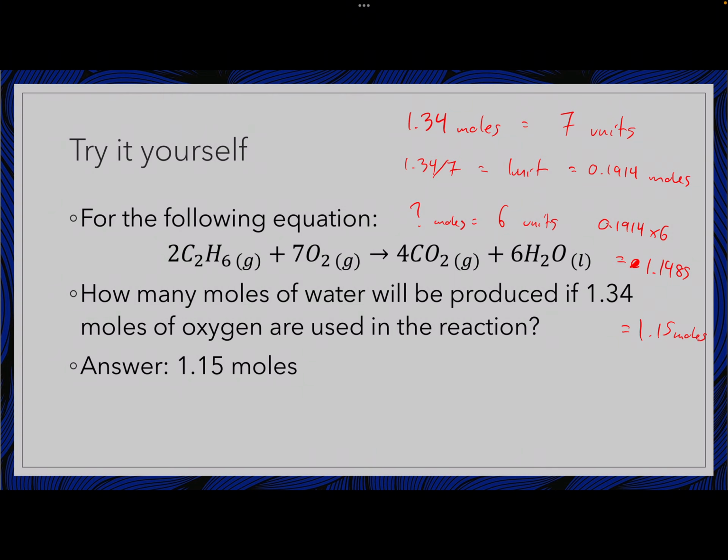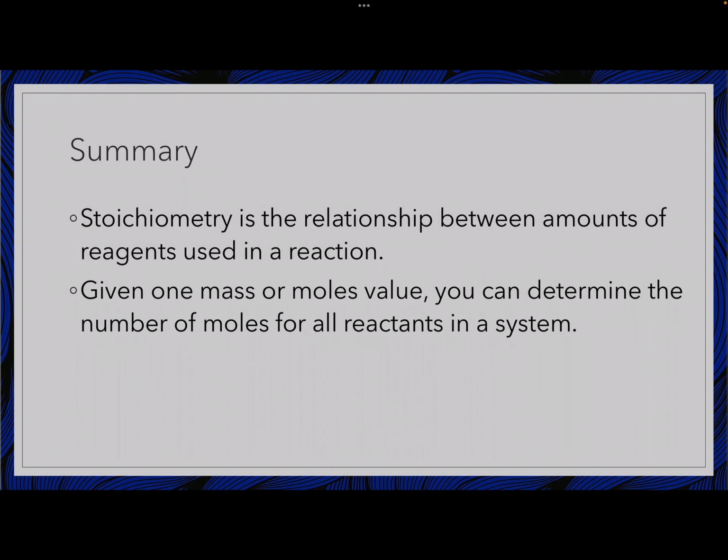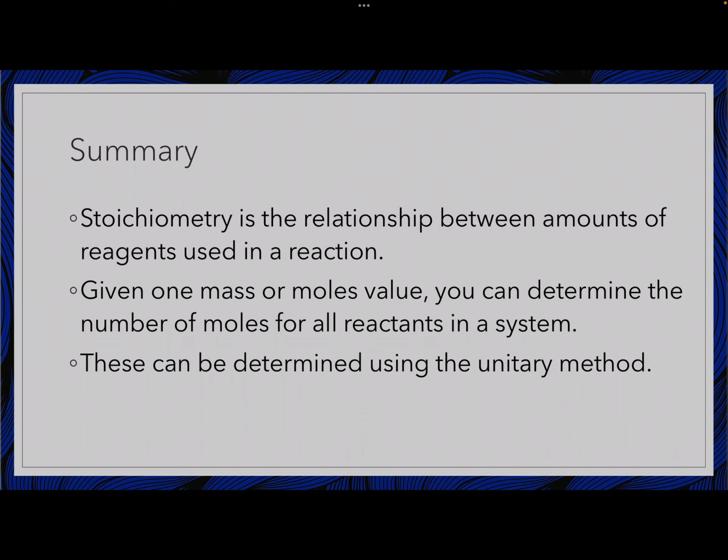Okay, so hopefully you got that now. Summary: stoichiometry is the relationship between amounts of reagents used in a reaction. Given one mass or moles value, you can determine the number of moles for all reactants in a system. Today we're just focusing on moles, not mass; that'll be the next lesson. These can be determined using the unitary method, where we find the value of 1 unit and we can compare that. That's all for today, so please move on and do the worksheet.